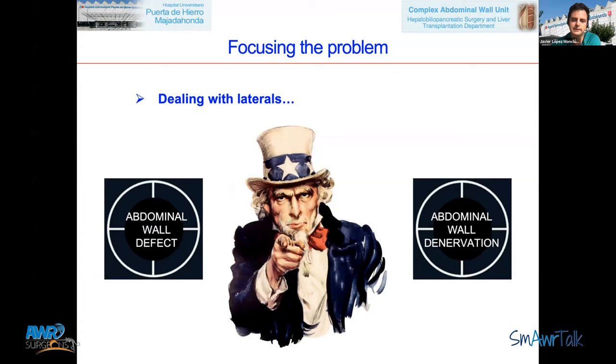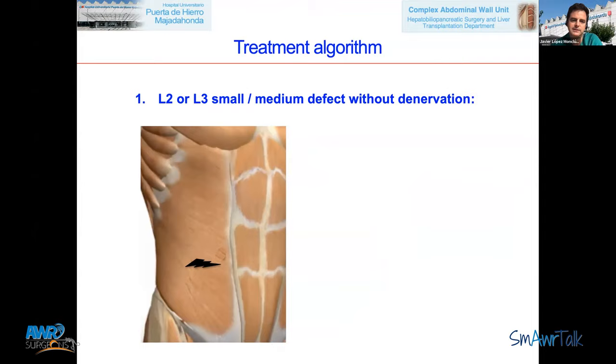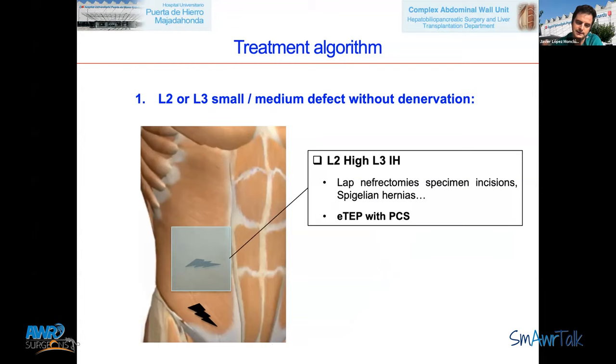Okay. Yes, again, we have to insist that we are talking about an abdominal wall defect and also an abdominal wall denervation. And my algorithm would be like in L2, L3, small, medium defects without denervation, without an obvious bulging, at least in my practice, my option is an ETEP with an ipsilateral posterior component separation to have a good overlapping of the mesh.